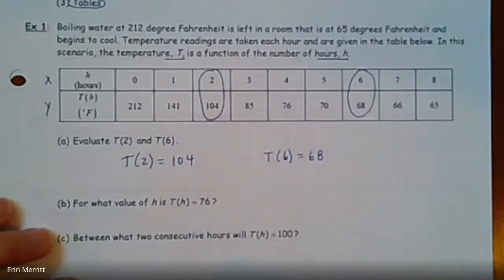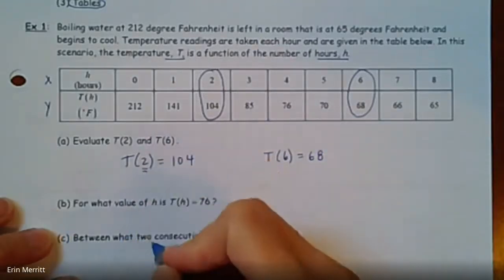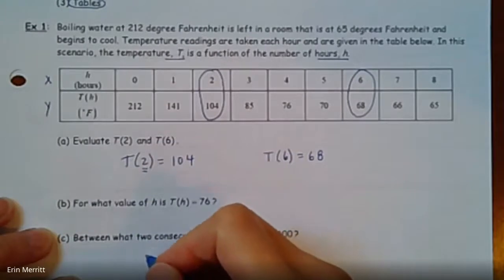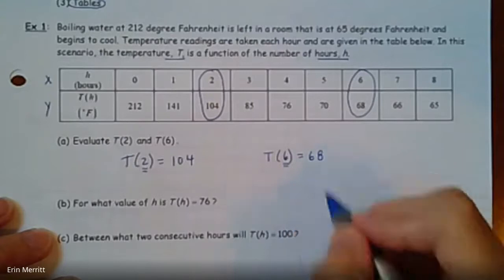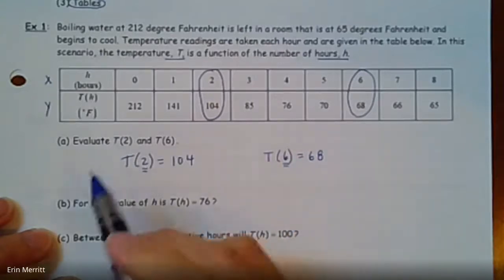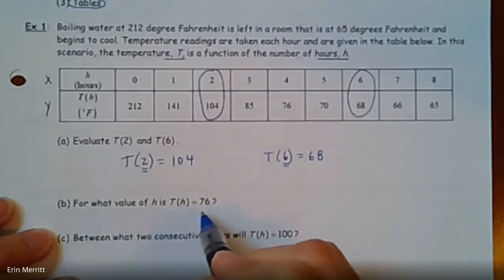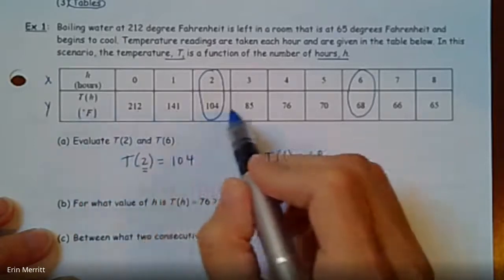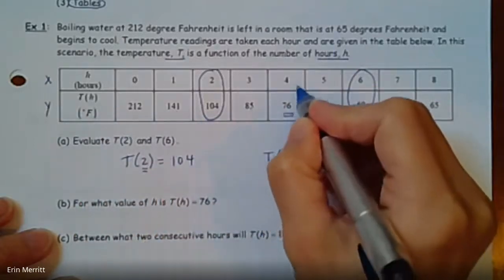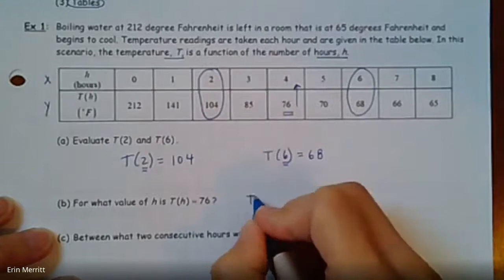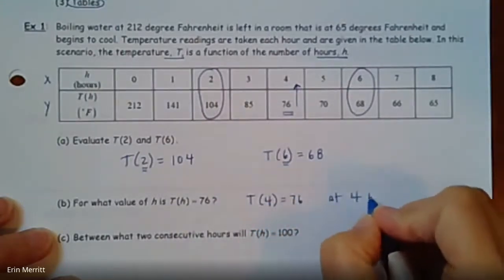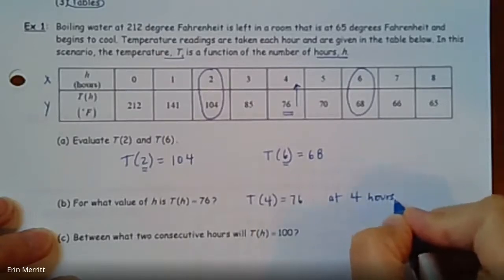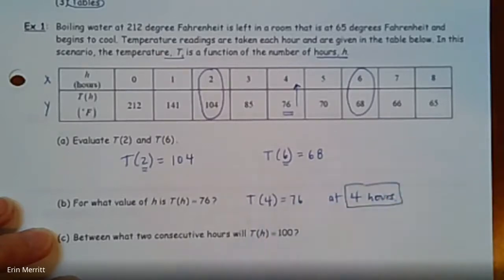And now what the heck does that mean? Well, that means at 2 hours in, the temperature of the water is 104 degrees, and after 6 hours, the temperature is 68 degrees. For what value of H is T of H equal to 76? Just look along here. There we go, and you're working backwards there. T of 4 equals 76, so 4 hours would be our answer.